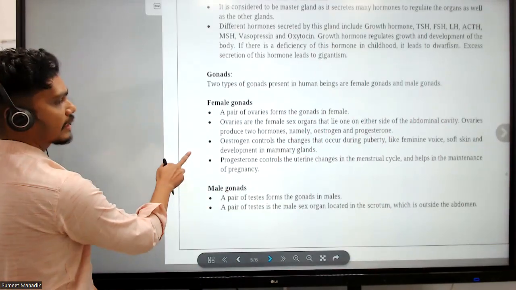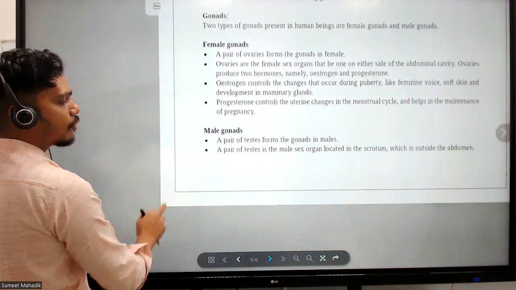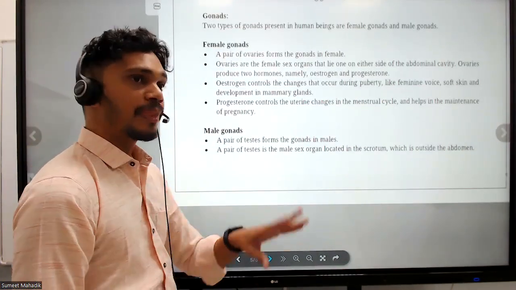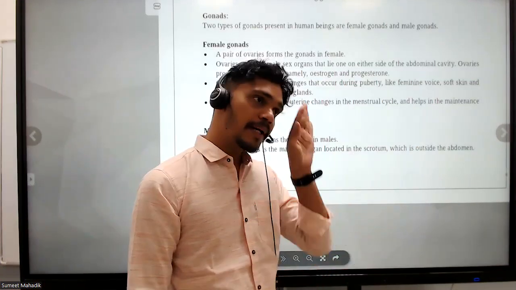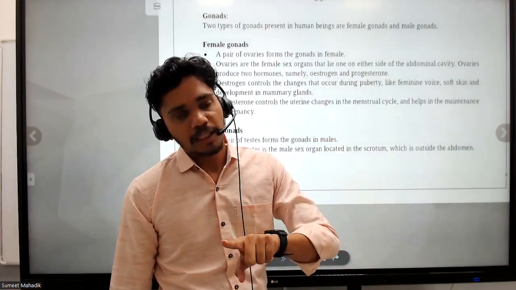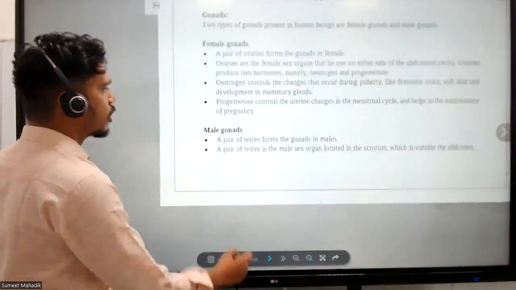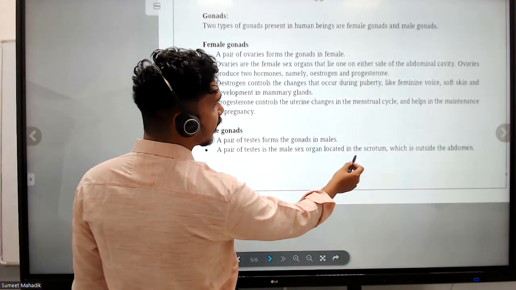Now male gonads. Male gonads are the testes, right? Responsible for what? Testosterone secretion. But in males, estrogen is also present, in a very low quantity. In females, testosterone is present, but in a low quantity. That is not that much active. So a pair of testes in the male are located in the scrotum.